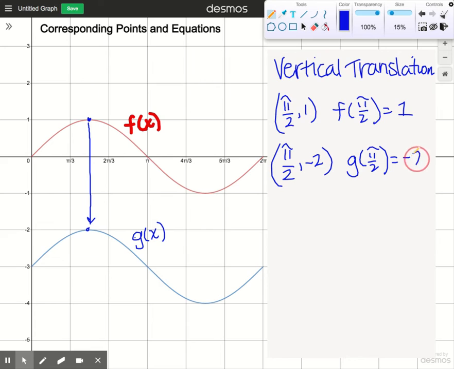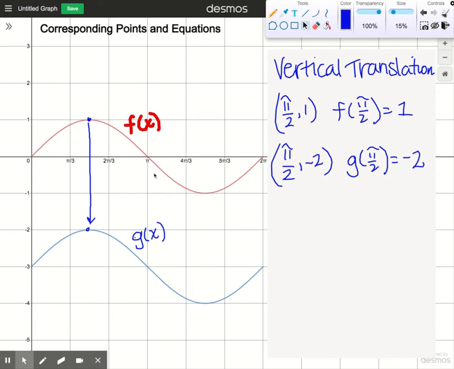We could find another set of corresponding points. So for example, pi comma 0 translates down and becomes pi comma negative 3. So f of pi equals 0 and g of pi equals negative 3.